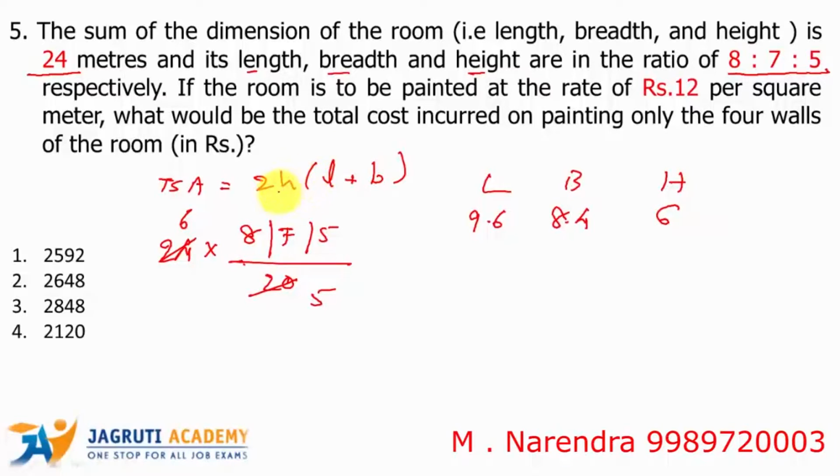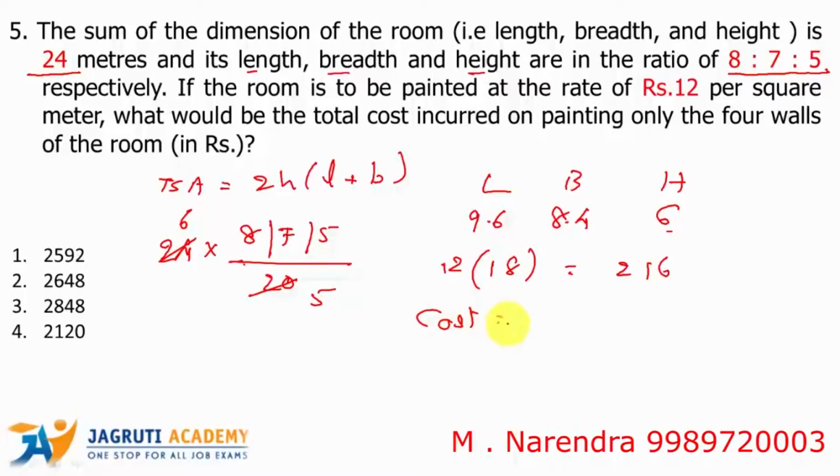Simply use the formula to get the area and then multiply it by rupees 12 to find out the cost. So let's do it. 2h and h is 6, that is 12. 12 into L plus B, that's L plus B is 18. So 12 into 18 is nothing but 216. That's right. Now I need to find out the cost.